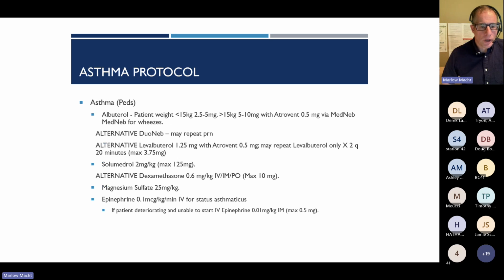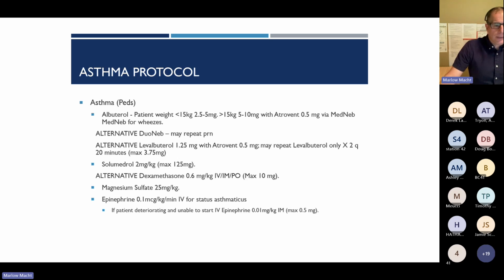So reviewing the pediatric protocol. If the weight's less than 15 kilograms, albuterol 2.5 to 5 milligrams, greater than 15 kilograms, 5 to 10 milligrams of albuterol with Atrovent. With the alternative Duoneb and the levalbuterol, Solumedrol 2 milligrams per kilogram with a max at the adult dose, dexamethasone 0.6 milligrams per kilogram with a max at the adult dose, magnesium 25 milligrams per kilogram, and then epinephrine 0.1 micrograms per kilogram per minute.